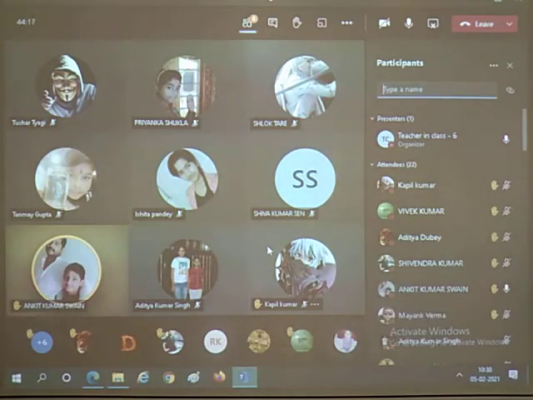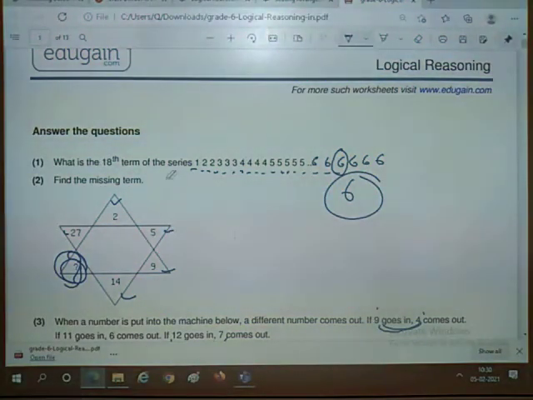Okay, so in the first one, you see the series was 1 multiplied by 1, 2 multiplied by 2, 3 multiplied by 3. It means 2 was 2 times, 3 was 3 times, 4 was 4 times, 5 was 5 times and 6 was 6 times. And you see that the 18th term was 6.